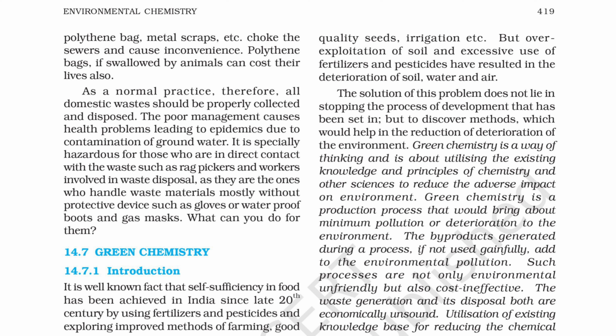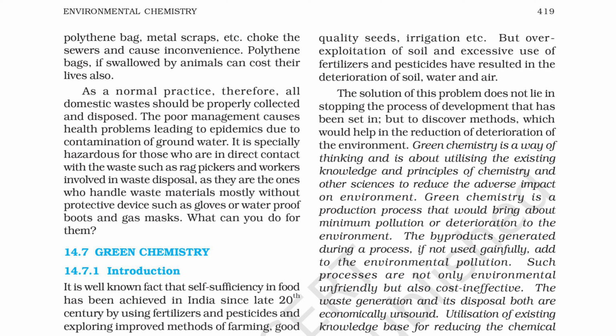Green chemistry. Introduction. It is a well-known fact that self-sufficiency in food has been achieved in India since the late 20th century by using fertilizer and pesticide and exploring improved methods of farming, good quality seeds, irrigation etc. But over-exploitation of soil and excessive use of fertilizer and pesticide have resulted in the deterioration of soil, water and air. The solution of this problem does not lie in stopping the process of development that has been set in, but to discover methods which would help in the reduction of deterioration of the environment.